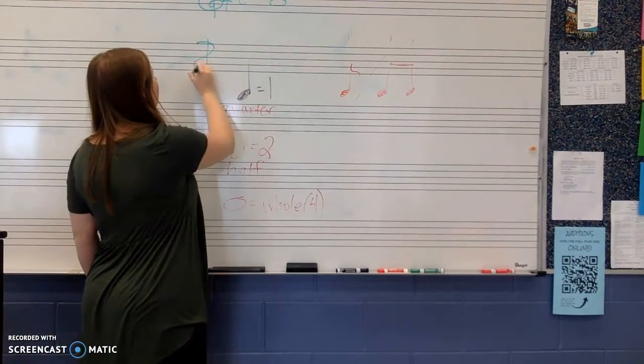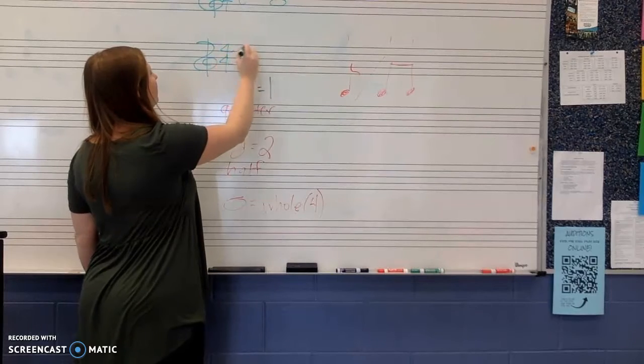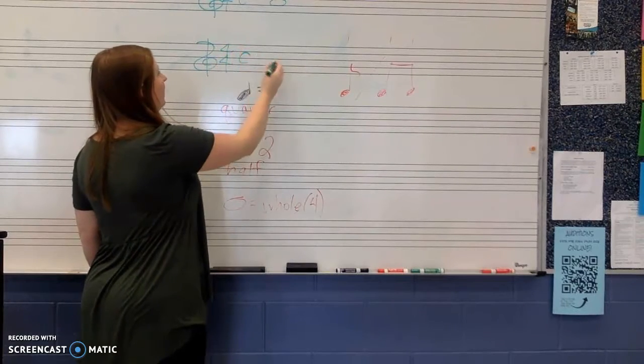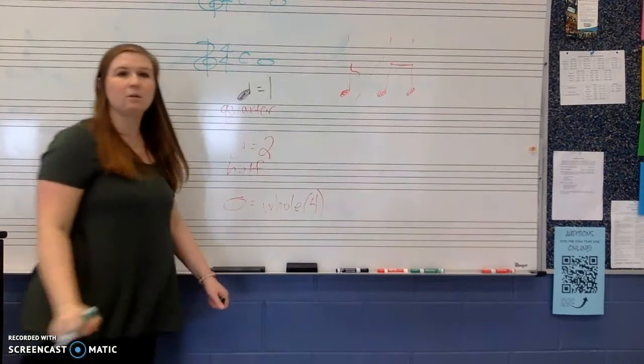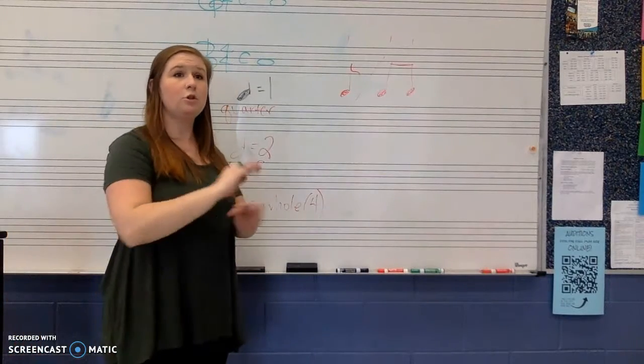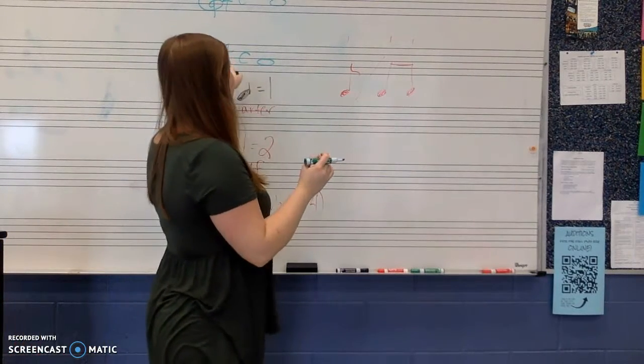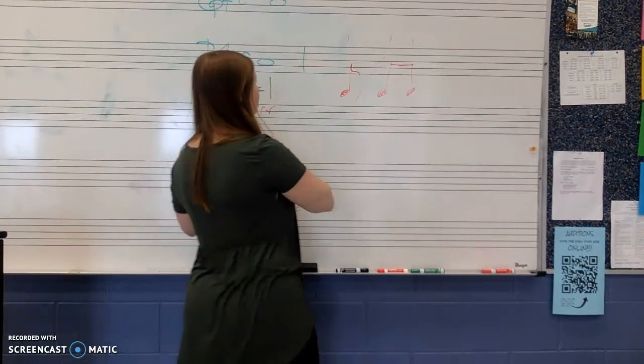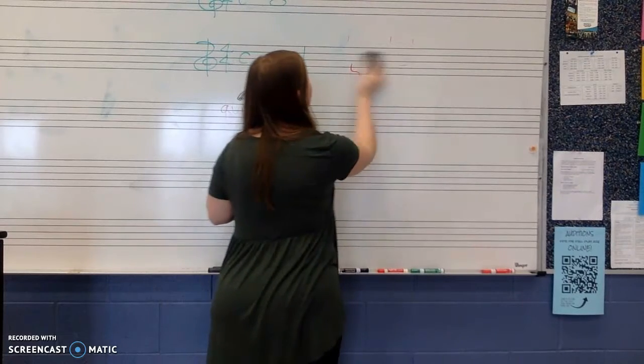So I'm drawing this, okay, I'm in 4/4 or common time, and I draw this. How many beats are left over in the measure? Zero. There's no more beats, okay? That takes up all four. Whole.